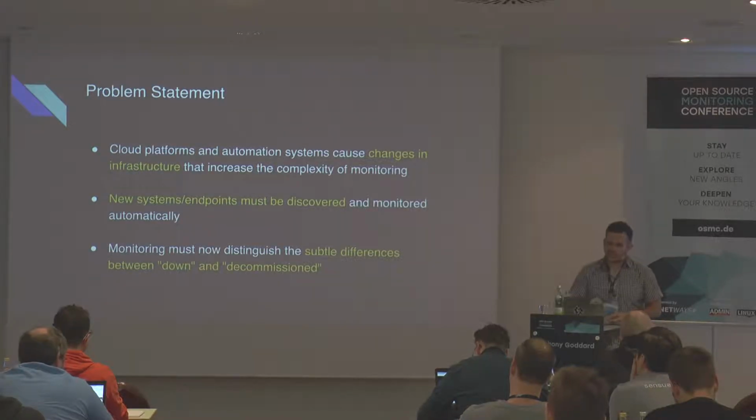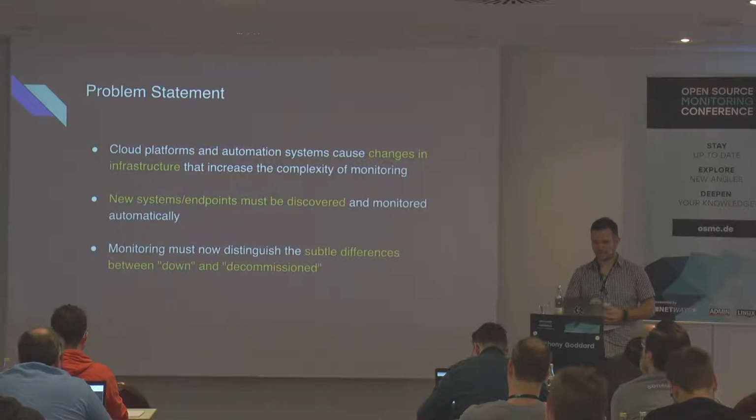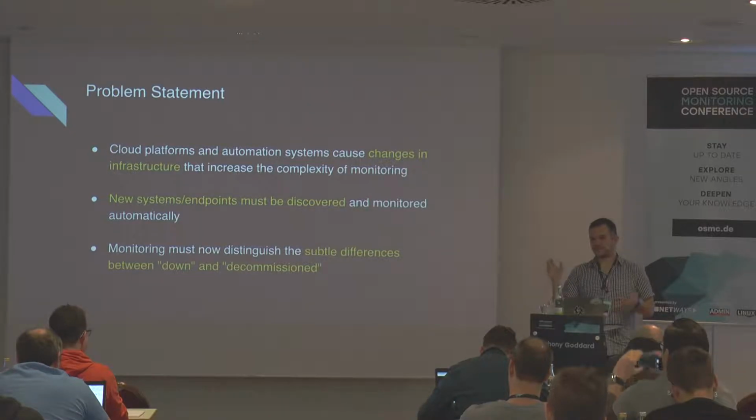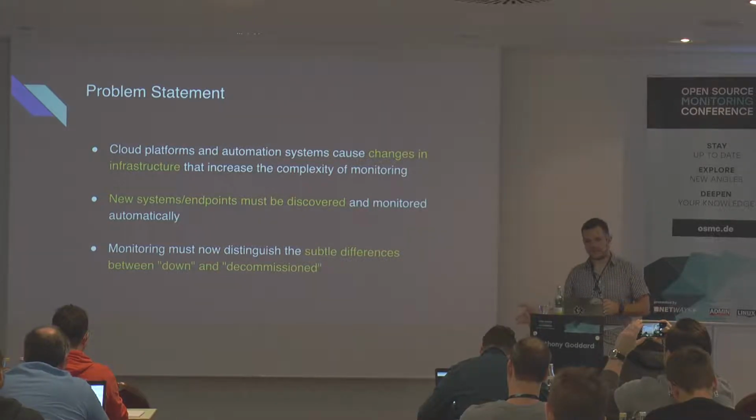So cloud platforms and automation systems cause changes in the infrastructure, and that increases the complexity of the monitoring. New systems that are created need to be discovered quickly and easily and monitored. And monitoring needs to know the difference now between something that is down and something that has simply been decommissioned.